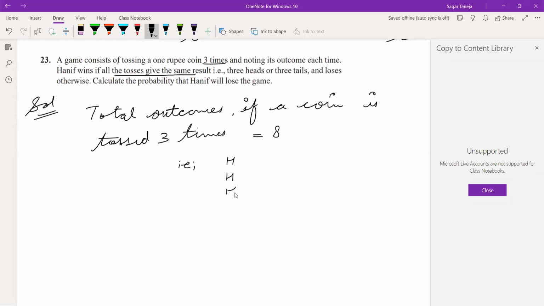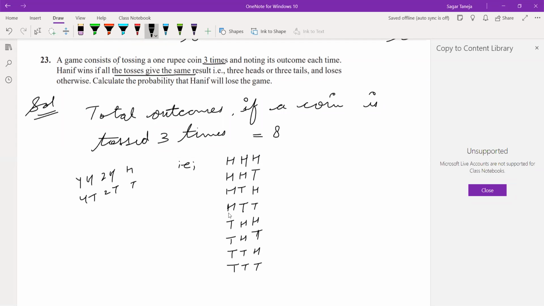And these outcomes are HHH, this is the best way of writing these outcomes. TTT. First of all, 4H and 4T, then 2H, 2 times T, then 2 times H, and 2 times T. Then H, T, H, T, H, T, H, T. Automatically, you will get these 8 outcomes. Like this, you have to make 4H, 4T, 2H, 2T, 2H, 2T, then H, T alternating.